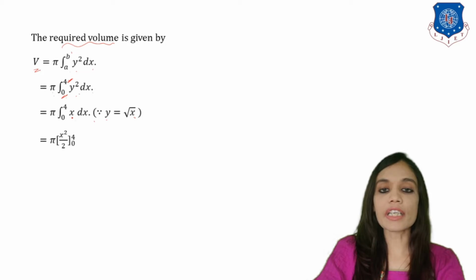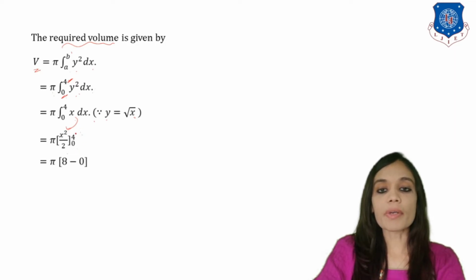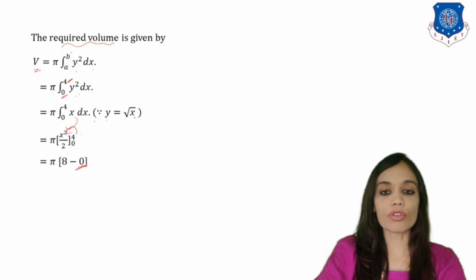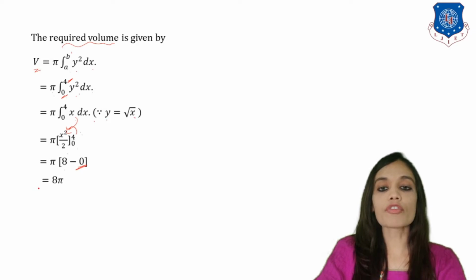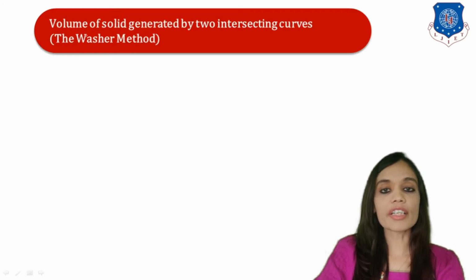Now on integration, x becomes x square by 2 and the limits are 0 to 4. Now on putting the limits, in place of x that is 4, we will get 8, and if you put 0 you will get 0. So the final answer of volume will be 8 pi.